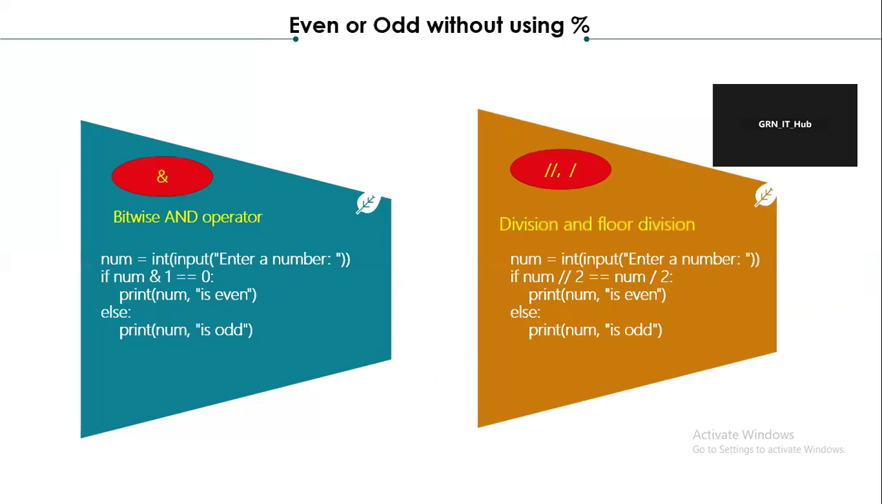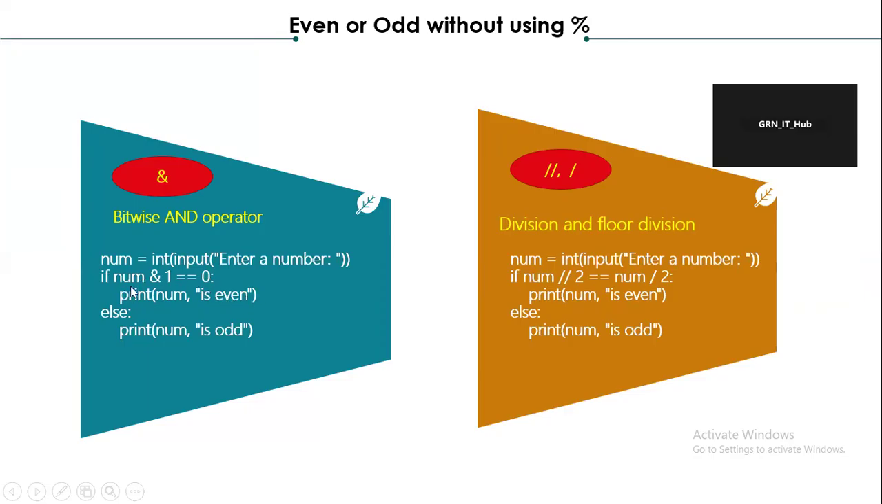Here I'm telling about the first one, the bitwise operator. This is a simple code, guys. I'm using an if condition, where I'm checking number AND 1 equal to zero. If it is equal to zero, then only it will be even.